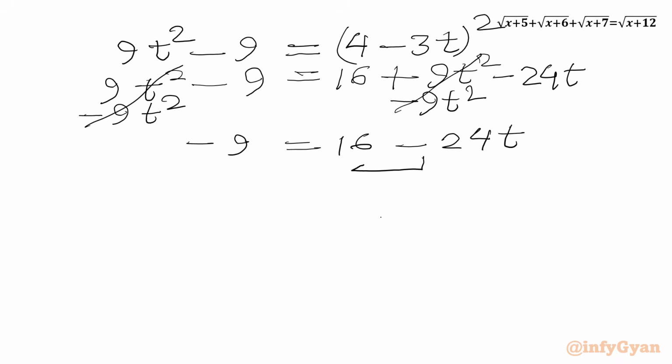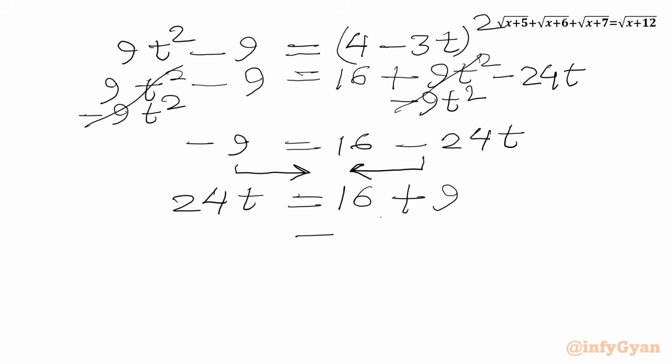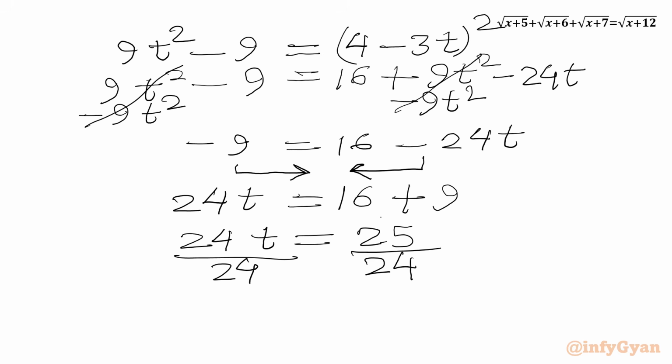Let's take this negative 24t to the LHS and minus 9 to the RHS. So 24t will be equal to 16 plus 9, which will be equal to 25. In LHS, we have 24t. Now we will be dividing both sides by plus 24 so that 24 over 24 will be equal to 1. 1 times t equal to t. So t will be equal to 25 over 24.